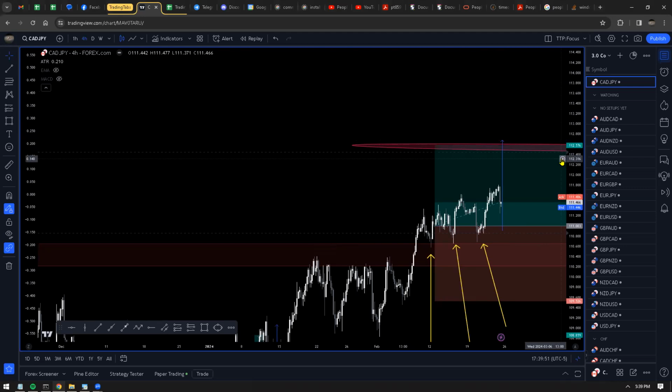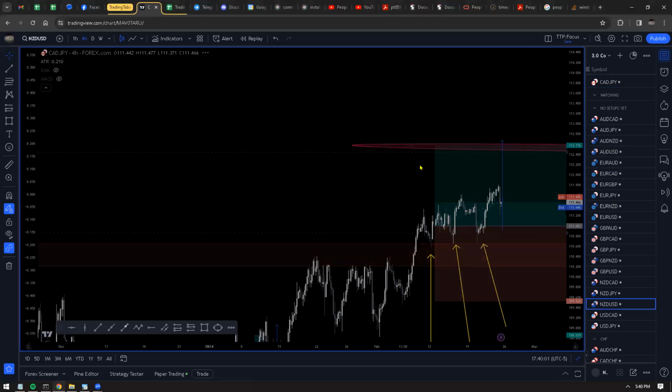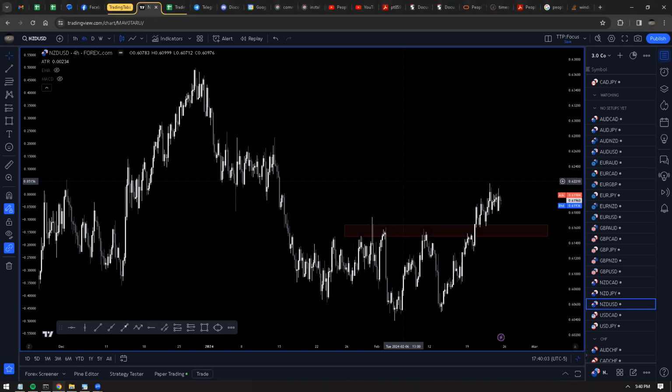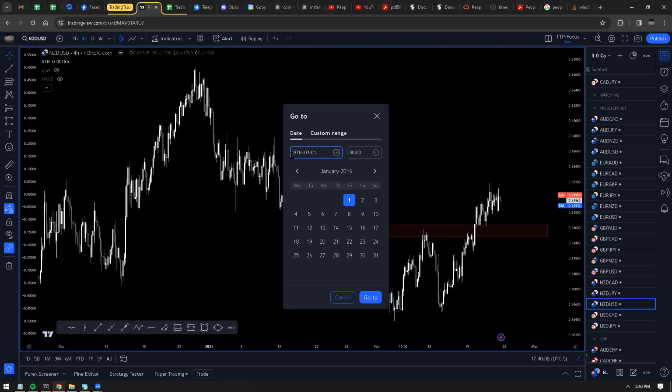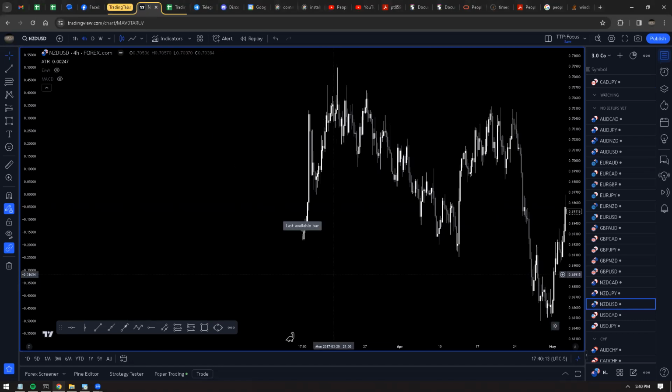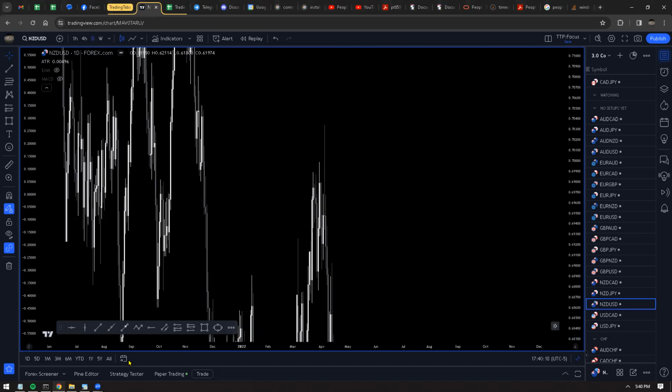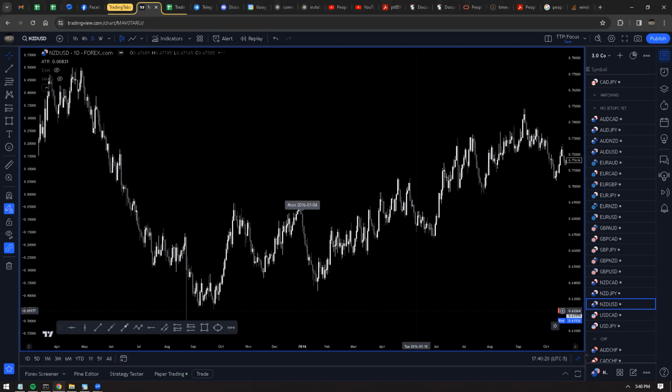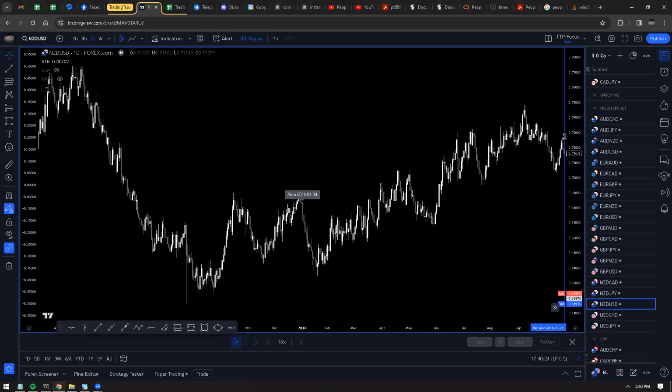to look at three different types of entry criterias, or three different types of reasons you can try to get direction out of something. So let's look at NZD/USD. We're going to do NZD/USD, and we're going to go back to January of 2016. There we go. And we're going to set the replay up right here.